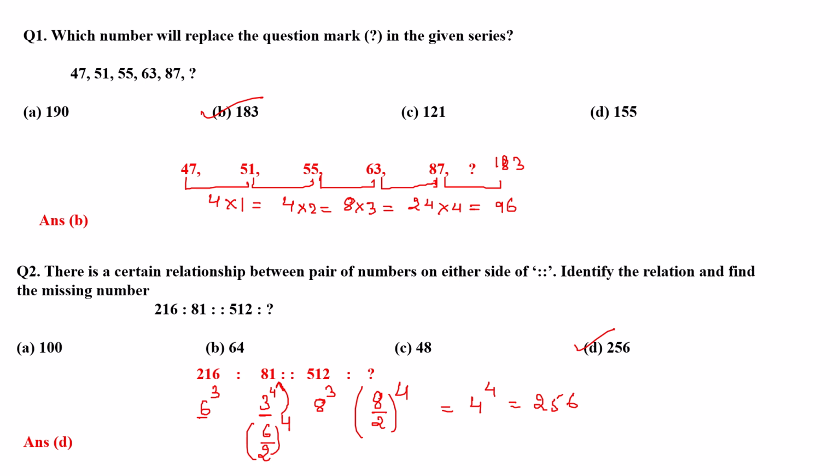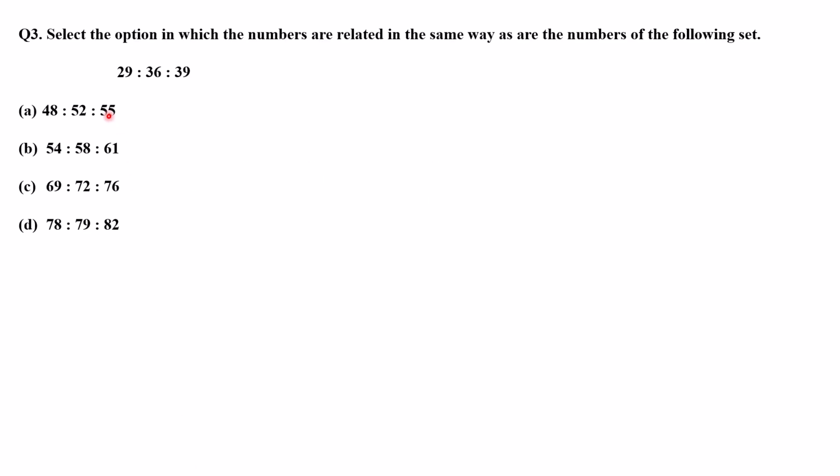Now moving to the next question. Question 3. Select the option in which the numbers are related in the same way as are the numbers of the following set. So here it is given 29, 36, 39. Now first you have to find the relation between these numbers, and then you have to check in which of these options the same relation is maintained.